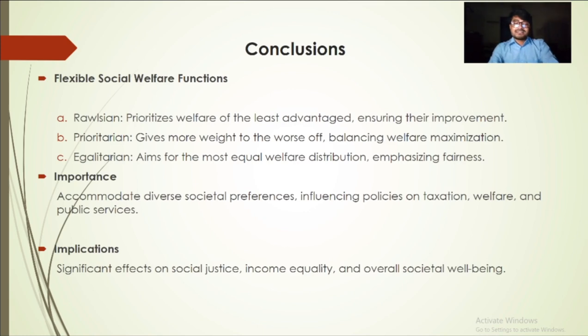And second, the prioritarian gives greater weight to the welfare of those who are worst off, but not to the extent of Rawlsian principles. It balances concern for the worst off with consideration of overall welfare maximization. Third, there is the egalitarian social welfare function that aims to achieve the most equal distribution of welfare possible among individuals, prioritizing fairness and equity in the distribution of resources.